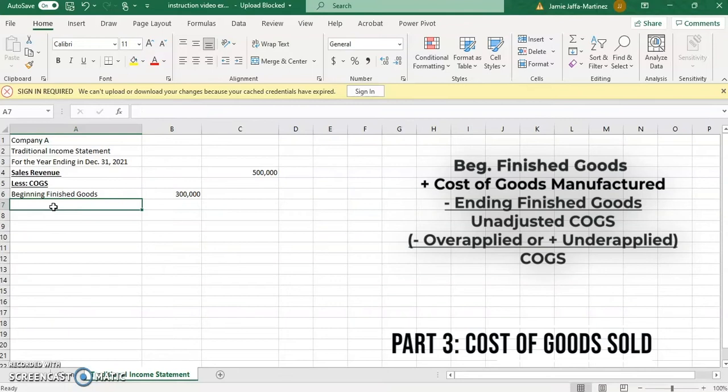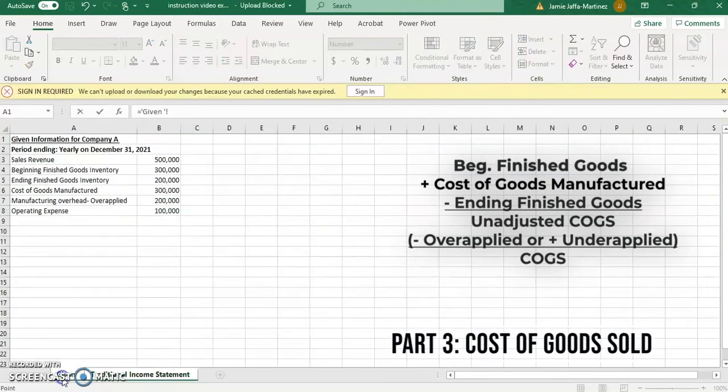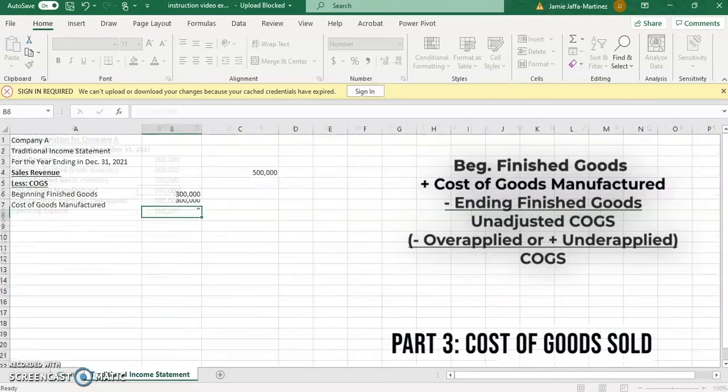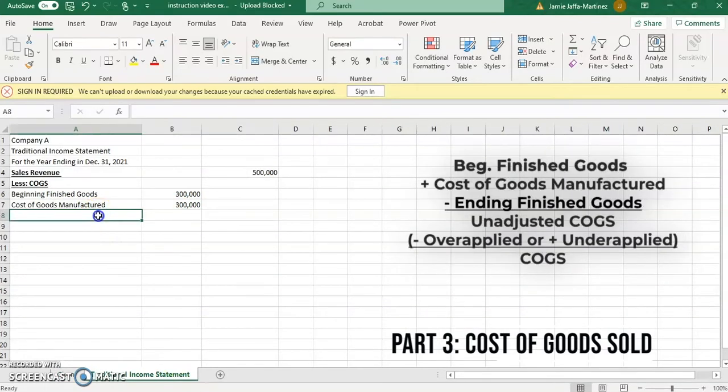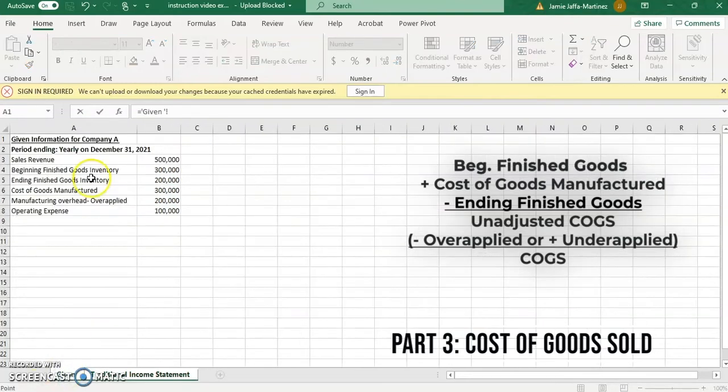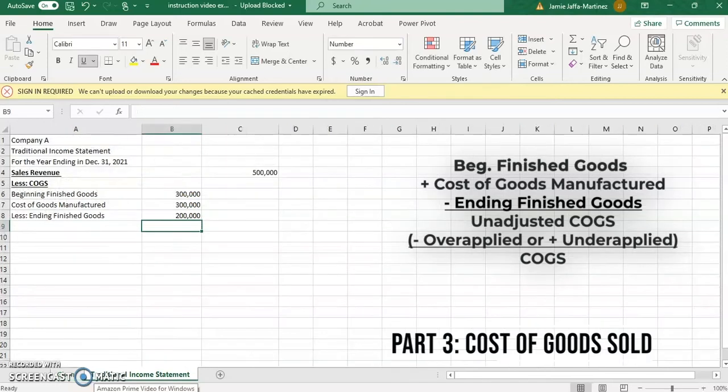The next part from our equation is the cost of goods manufactured. Then in column B again, we get the given information from the sheet before. So we press equal sign, given cost of goods manufactured, click in this cell, and press enter. Next, we have to subtract ending finished goods. So we put less, and in column B we press equal and put the ending finished goods inventory, click on that, and press enter.